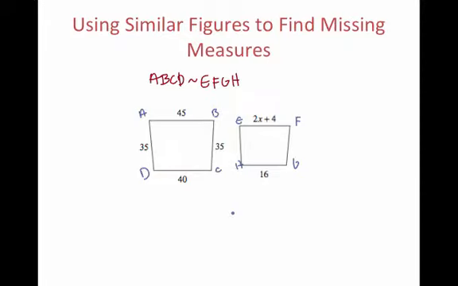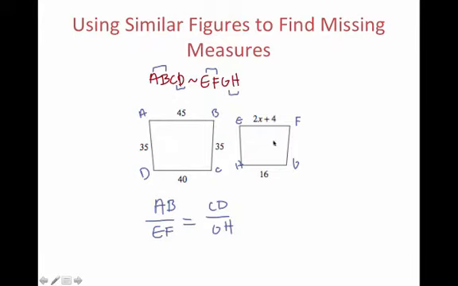So say I have this quadrilateral and it's similar to this quadrilateral. I can use the corresponding side lengths to write a proportion. So if I know that AB over EF is equal to CD over GH, I'm taking the first side, setting that ratio equal to the last side.